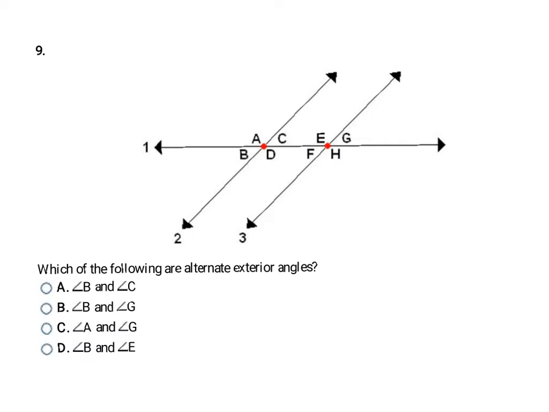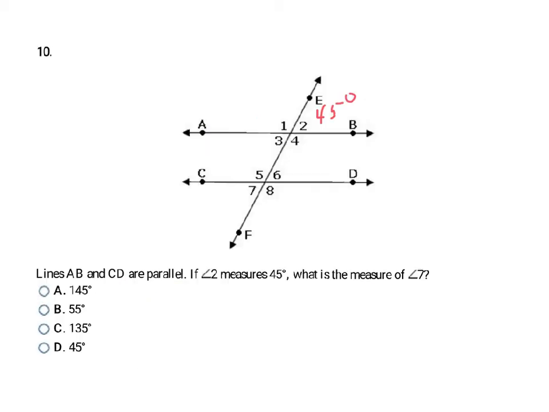This question also asks which of the following are alternate exterior angles. So we're looking for angles that are on opposite sides and on the outside. So here, the angles that are on the outside are A, B, G, and F. And so angle A and angle H are on the opposite sides of the transversal. And then angle B is on the opposite side as angle G. So these are my two pairs of alternate exterior angles. And the one of those that's listed here is choice B. So that's going to be my final answer.